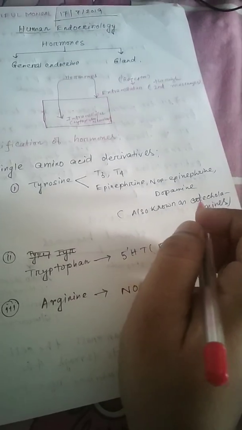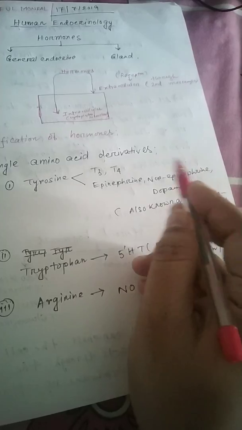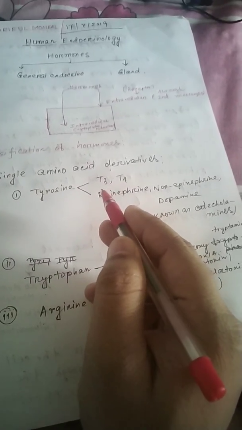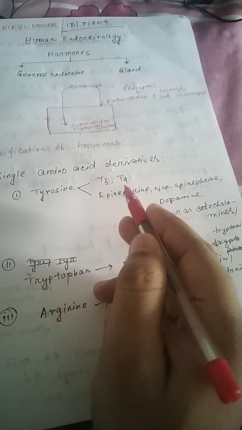The catecholamines, this combination is known as a combo pack, like the combo pack in biryani. Here it is epinephrine, norepinephrine, and dopamine. This combo is known as catecholamines. So tyrosine is the single amino acid which forms T3, T4, and epinephrine, norepinephrine, and dopamine.